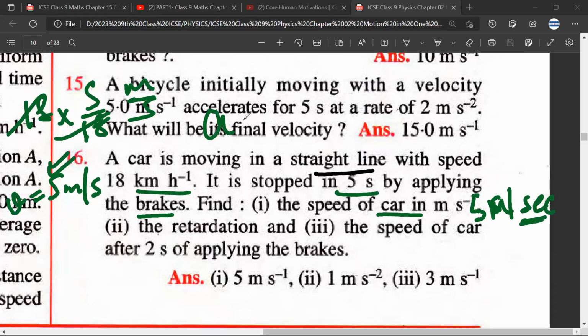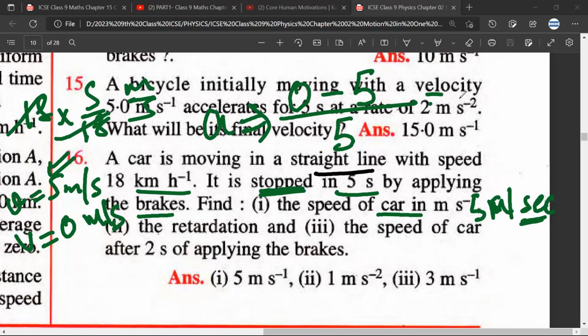The retardation is equal to v minus u upon t. So it is stopped. Because it is stopped, therefore my final velocity would be equal to 0 meter per second. So this would be 0 minus u upon t. My t is 5, so this would be minus 1 meter per second square. Any doubt?